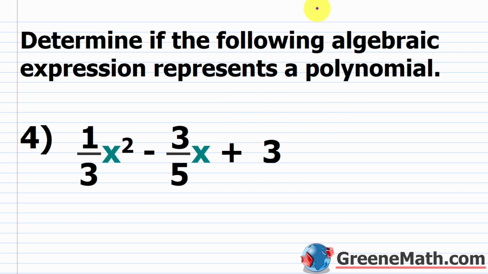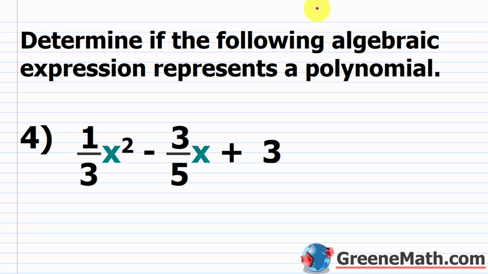All right, for the next few problems, we want to determine if the following algebraic expression represents a polynomial. Remember, a polynomial is either a single term or a finite sum of terms where the exponents allowed on the variables are all going to be whole numbers. So 0, 1, 2, 3, something like that. You can't have something like a half or a -2 or a -4.